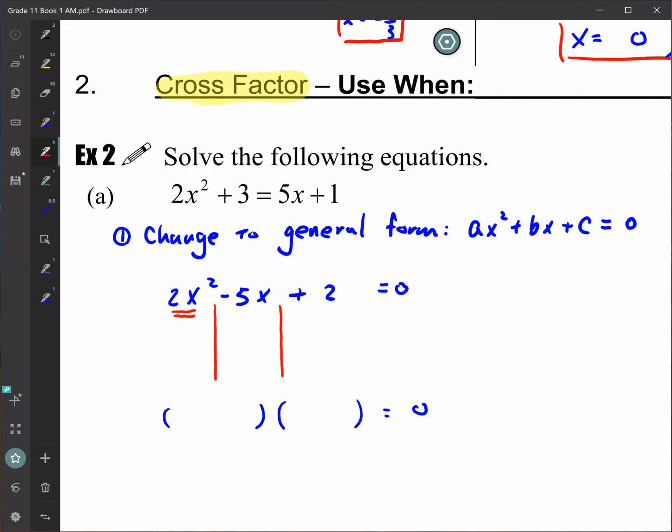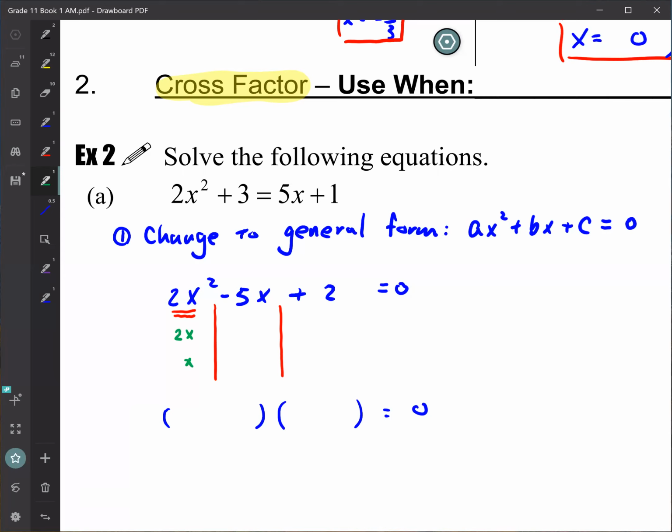So Nathan, can you tell us what option? Like 2x and 1x. Sure, yeah, that's a good choice. So I will put those choices down here. 2x times x will make 2x squared, okay?